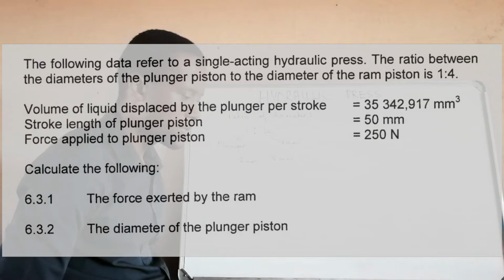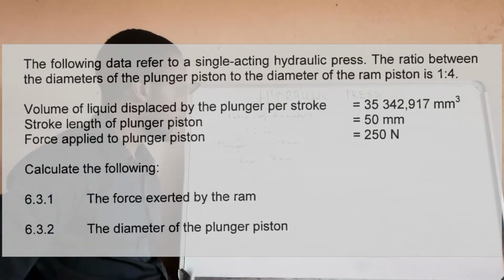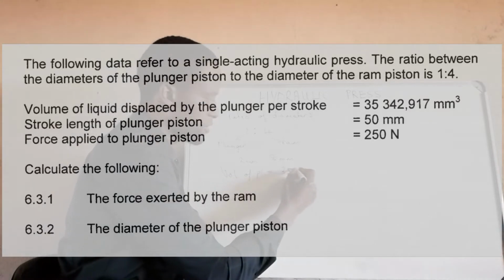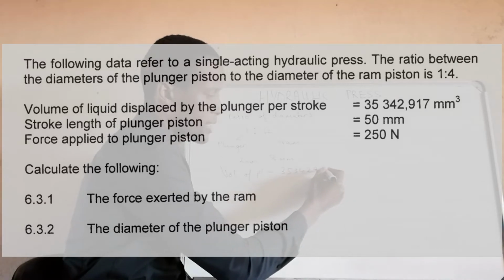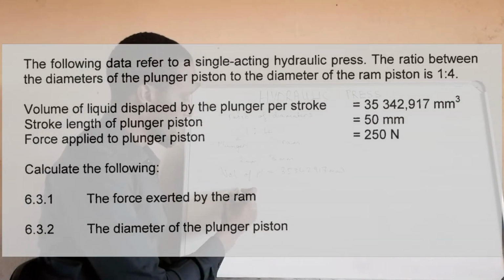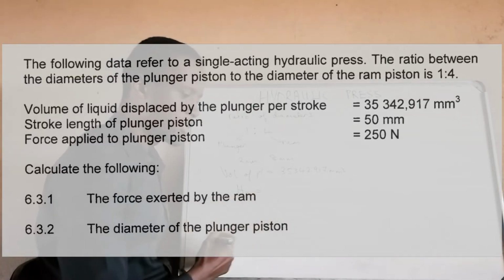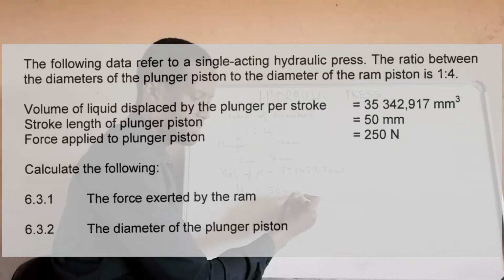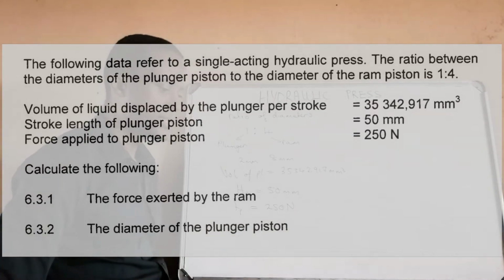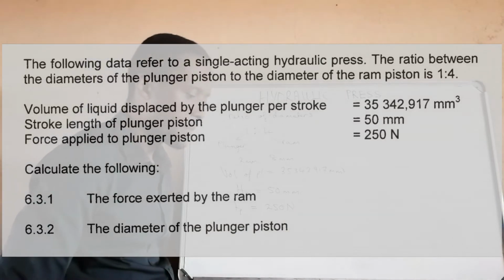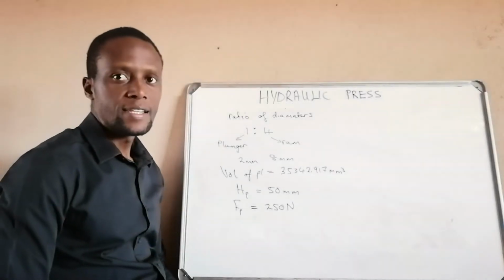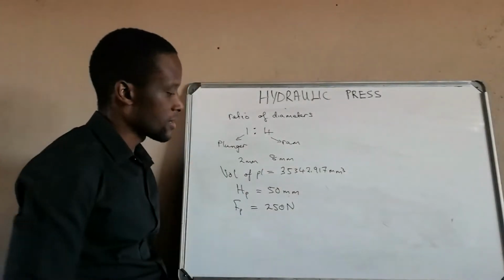All right. Then the question also says the volume of liquid displaced by the plunger per stroke is equal to 35342.917 cubic millimeters. The stroke length of the plunger is 50 millimeters. The force on the plunger is equal to 250 newtons. Calculate the force exerted by the ram and the diameter of the plunger piston. All right, so that is our question, and this one does not involve any efficiency and so on.